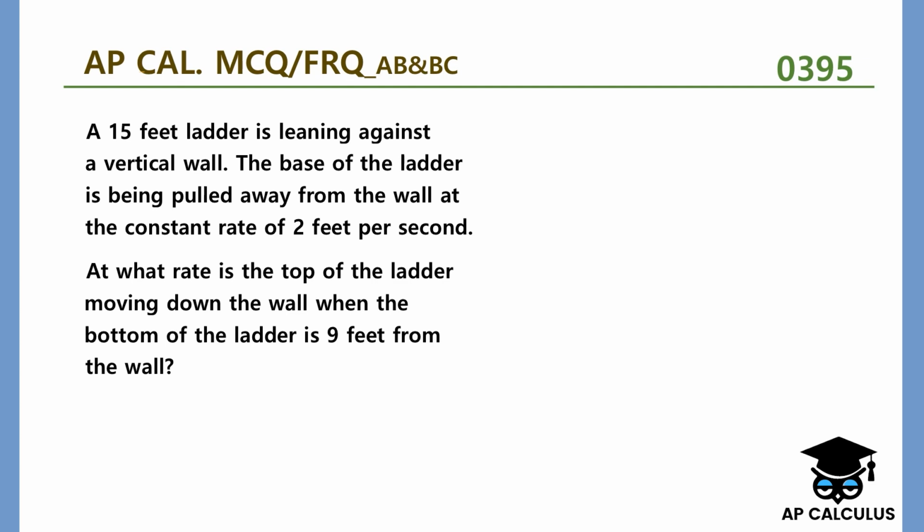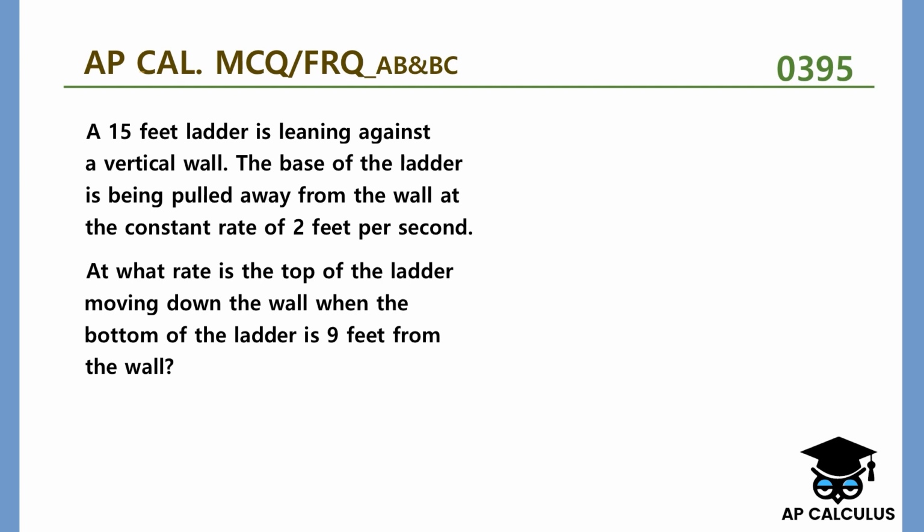Question 395. A 15-feet ladder is leaning against the vertical wall. The base of the ladder is being pulled away from the wall at the constant rate of 2 feet per second. At what rate is the top of the ladder moving down the wall when the bottom of the ladder is 9 feet from the wall?